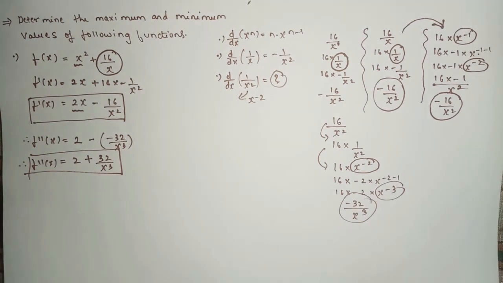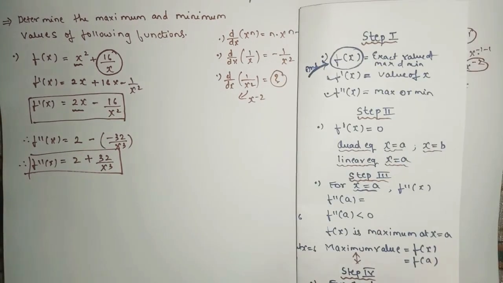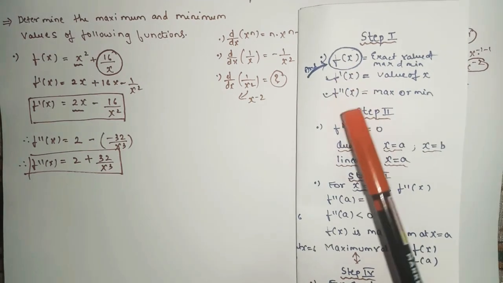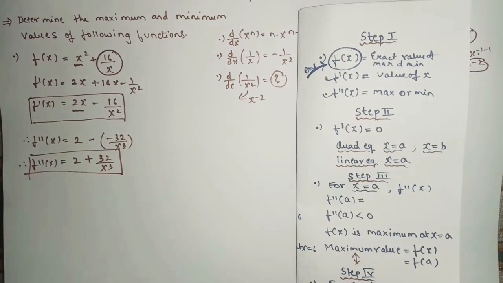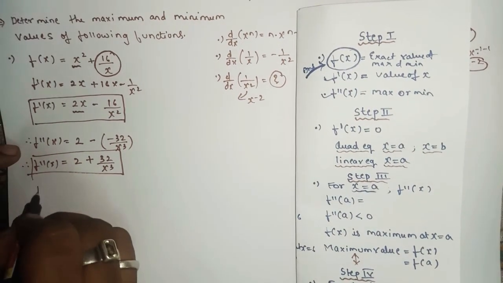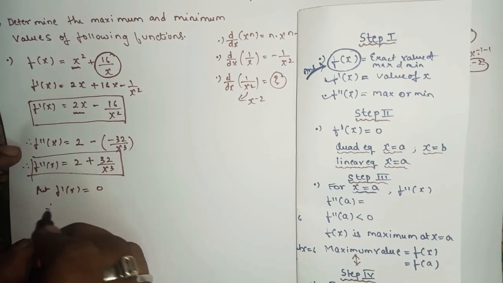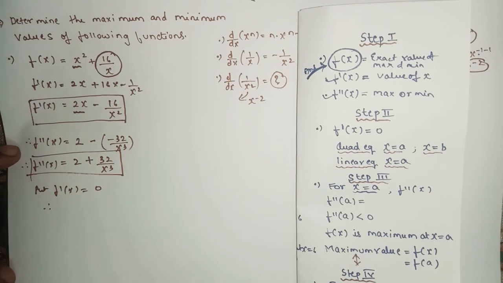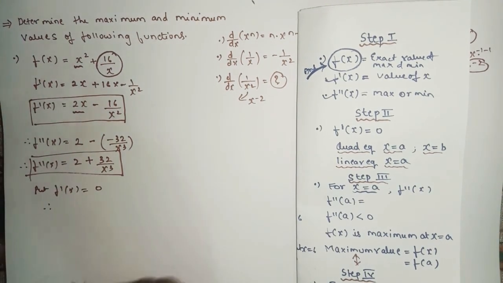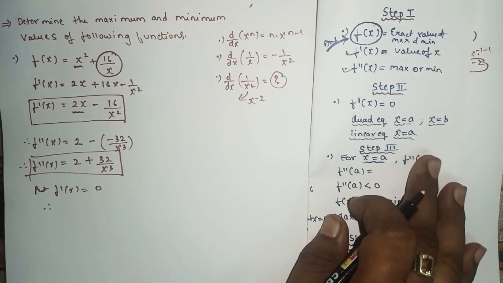Now after f of x, f dash x and f double dash x, we have to put f dash x equals to 0 to get the value of x. Now we'll see whether we are getting a quadratic equation, a linear equation, or any other type of equation.